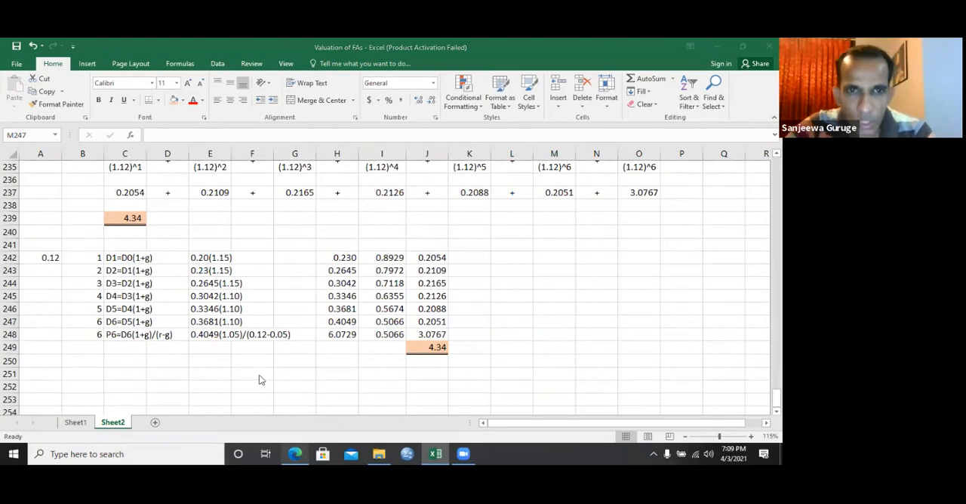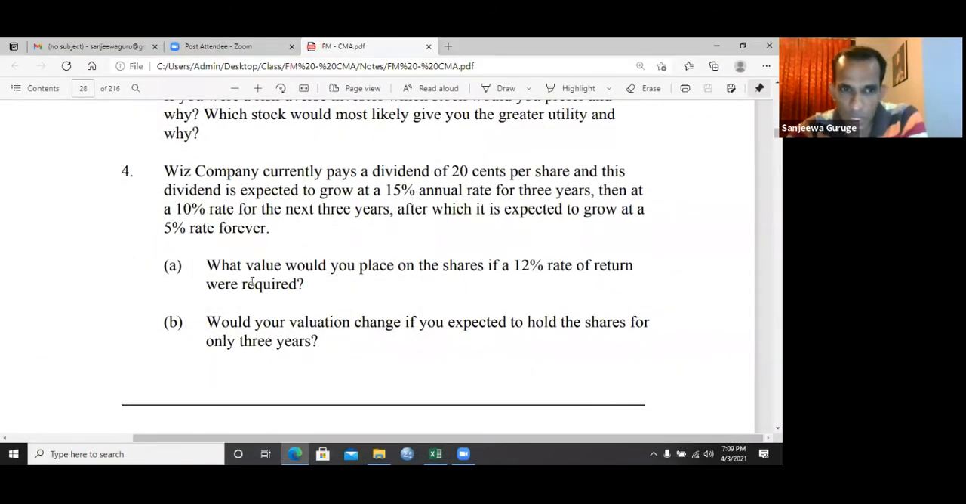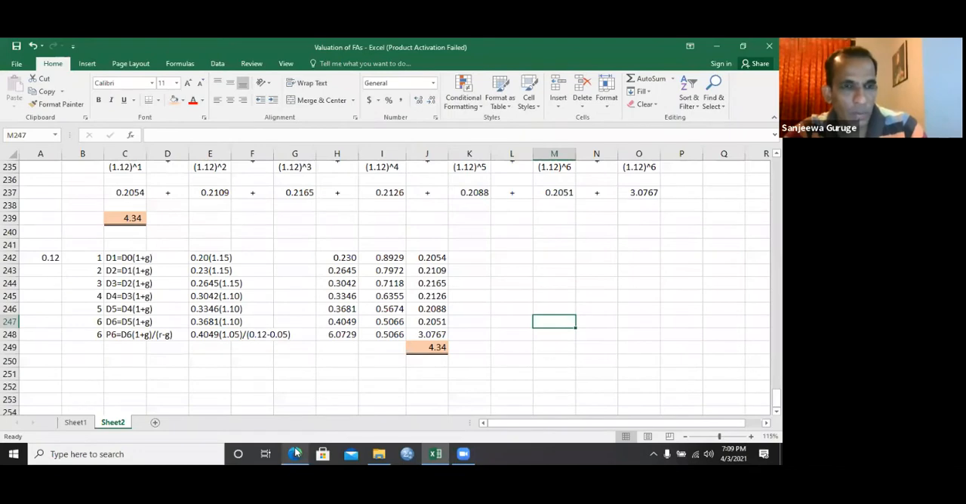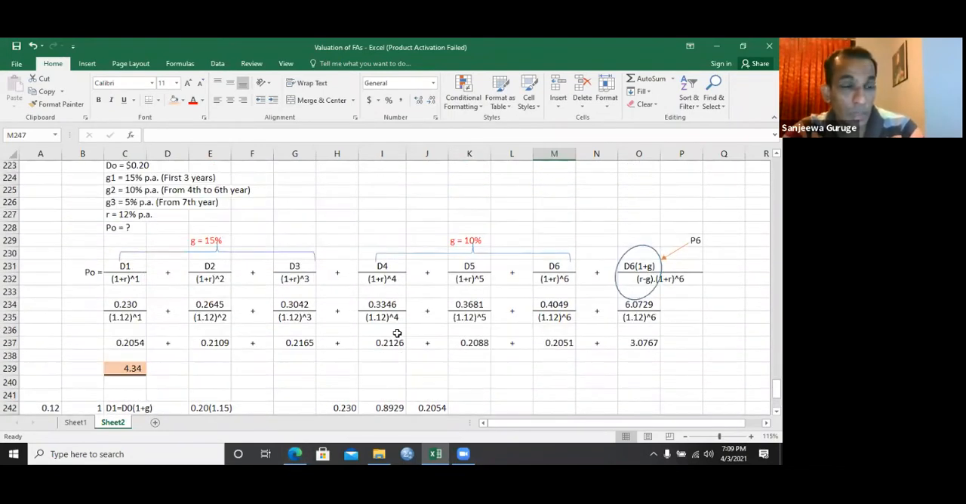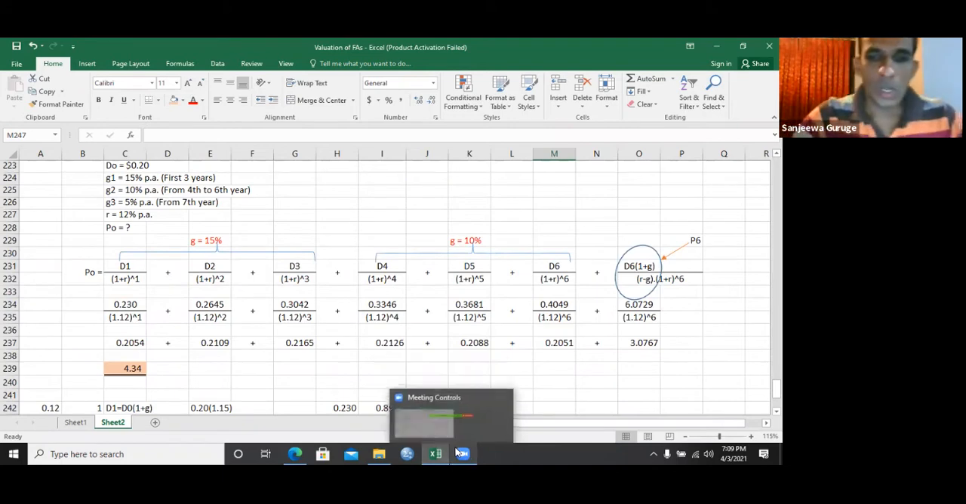Right. That is how you can estimate what value you would place. So that's the price. If the current market interest rate is 12%, you are willing to pay $4.34 to buy this stock, because you think that the current market estimates this share worth this much, 4.34. Right.